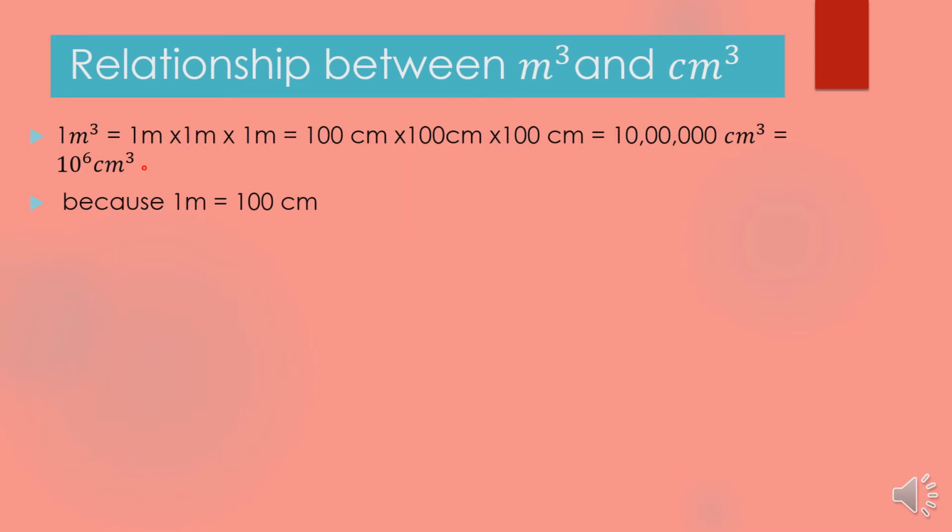So now we can tell what the relationship is between meter cube and centimeter cube. If anyone asks you, you can answer: 1 meter cube equals 10 lakh centimeter cube, or 10 raised to the power 6 centimeter cube. Right, children? Next, as we know, 1000 centimeter cube makes 1 liter. I have told you in the previous slide. 1 liter equals 1000 centimeter cube.